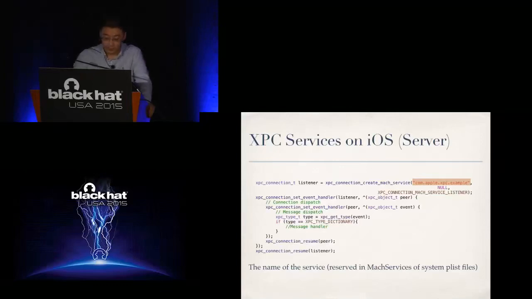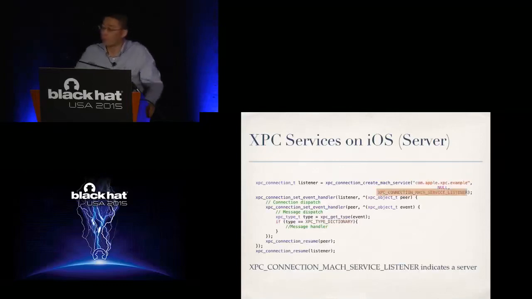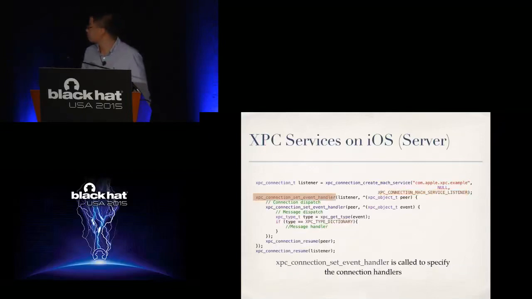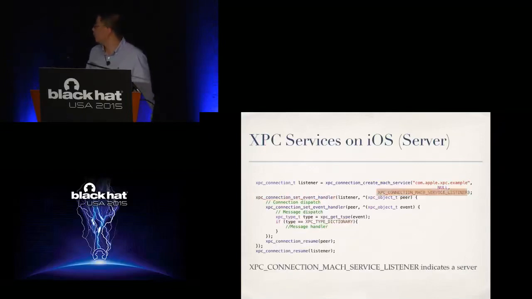And one important parameter is the third one. So basically, the same API can also be used by the client side to connect to the service. The only difference is the third parameter. And here, there is a macro. Its value is 1. It indicates it's a server.